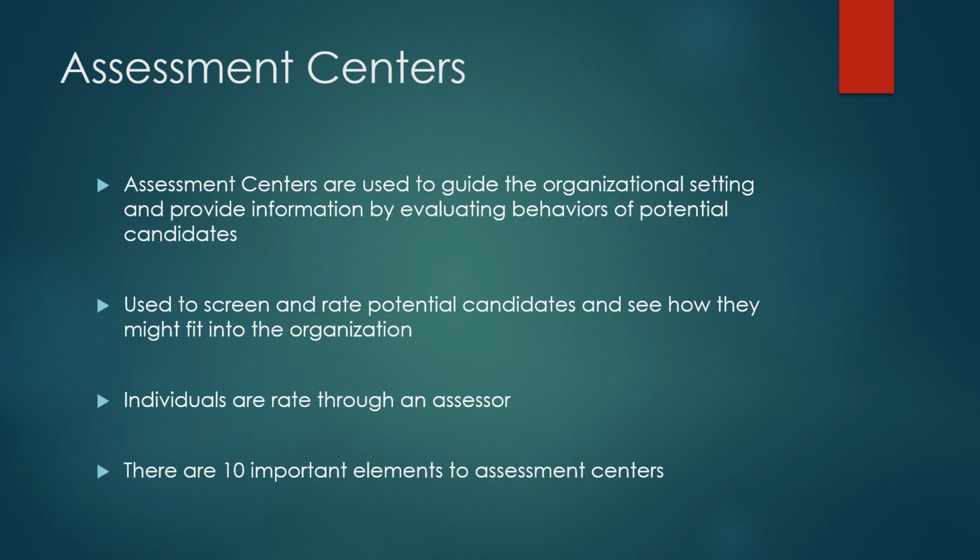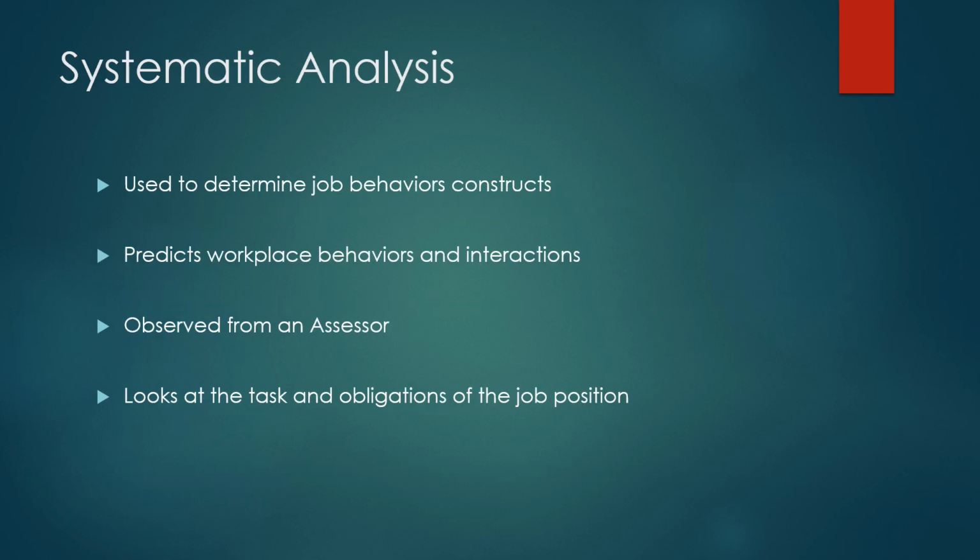There are 10 important elements to assessment centers. Systematic analysis. An assessment center is used to determine if a job has relevant job constructs. The group behaviors must be observed and must be verifiable in order to be deemed reliable, which leads to job success. Depending on the purpose of the assessment, there will be different analysis that look at different factors, looking at the complexity of the job as well as how relevant the information is associated with the job that is studied.